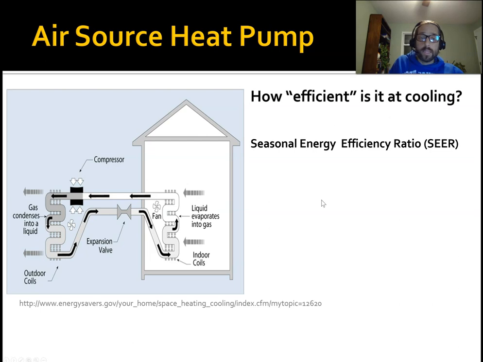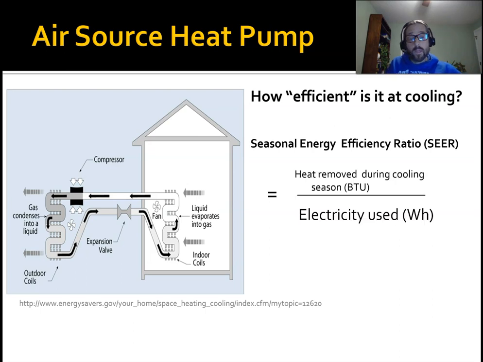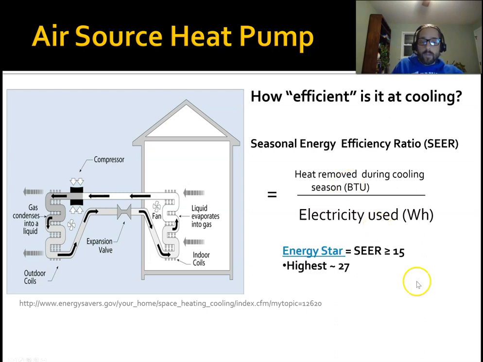In cooling mode, it's SEER, Seasonal Energy Efficiency Ratio. This is something I expect you to know. The formula is pretty easy: you take the heat removed during the cooling season in BTUs and divide that by the electricity used in watt-hours. That's it. Energy Star is sort of the minimum level of efficiency through the EPA, considered efficient equipment. A SEER of 15 is pretty common, and the highest you get is in the high 20s, like your mini splits.